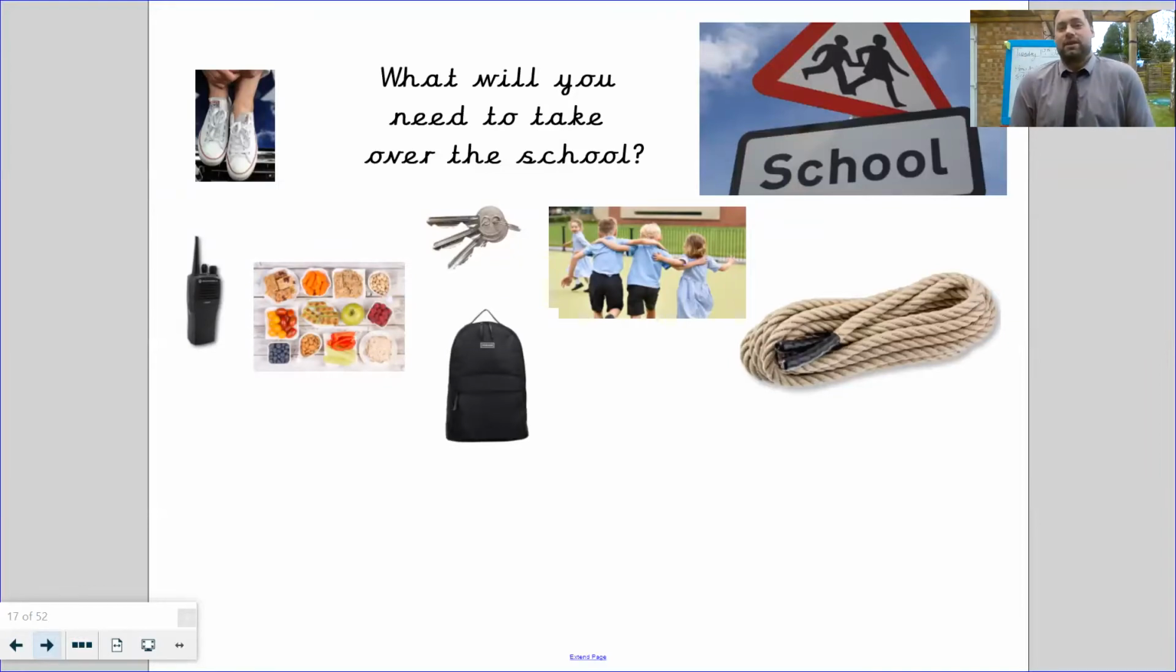Okay, so what are you going to need? And here we've got some examples. You're going to need some food. You're going to need a walkie-talkie. Are you going to need some keys? Are you going to need rope? You're going to need your friends to help you out. So lots of things to think about.